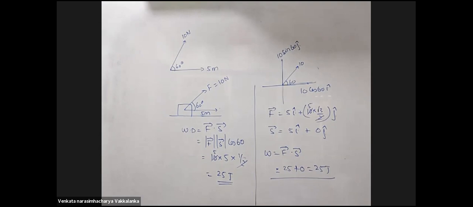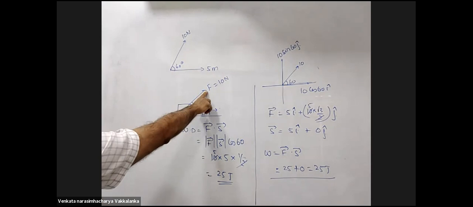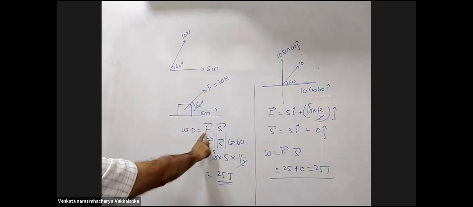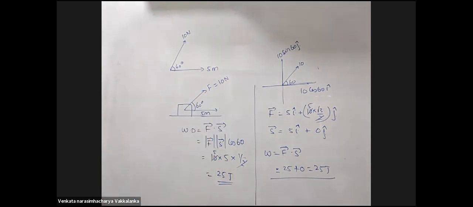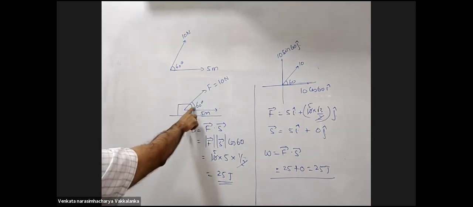Sir, can you please repeat the question over here? What was the question? Work done. You have taken force, you have taken displacement. Work done will be force dot displacement. You applied a force of 10 Newton at an angle of 60 degree to the displacement. You are calculating the work done by two different procedures, but you took the dot product only.